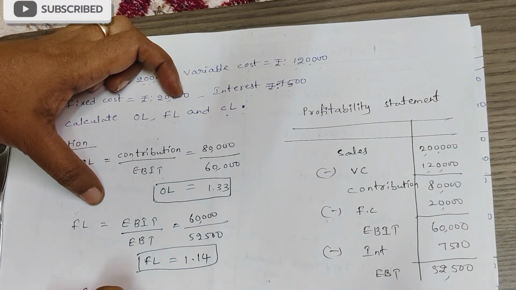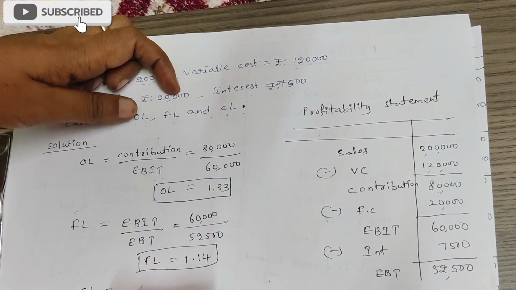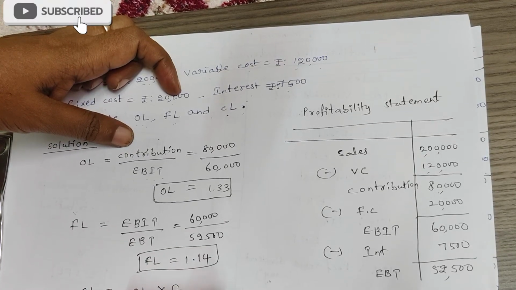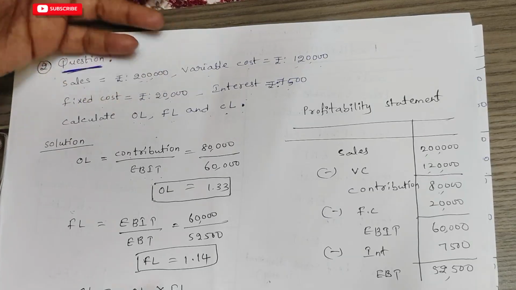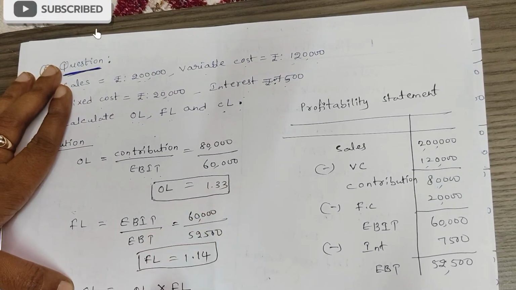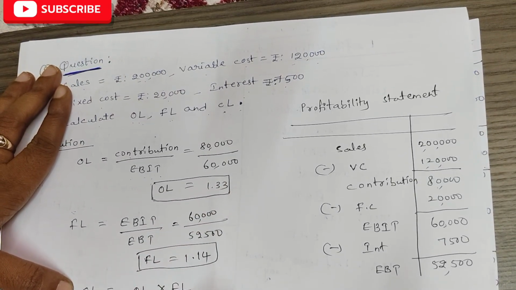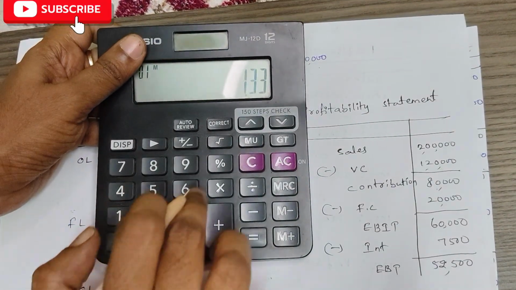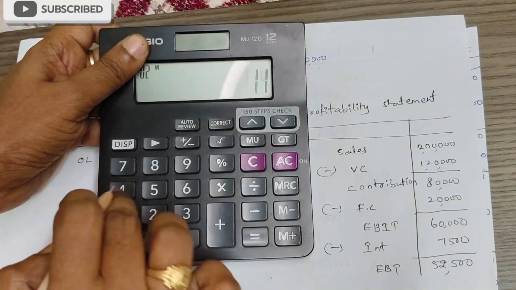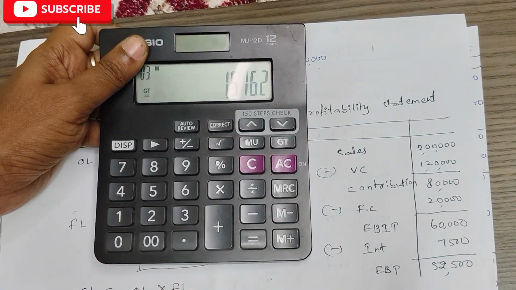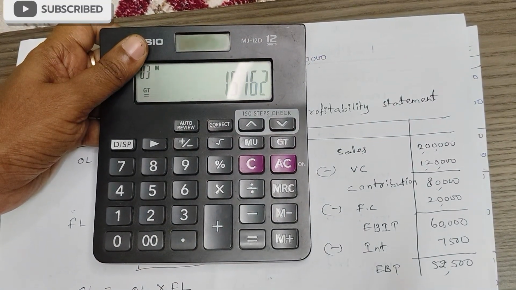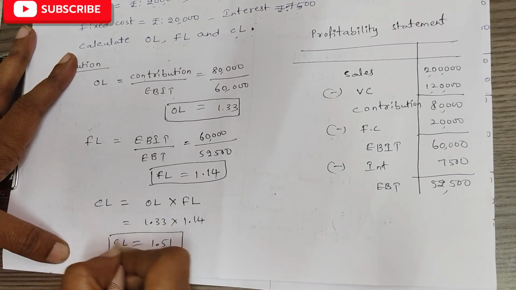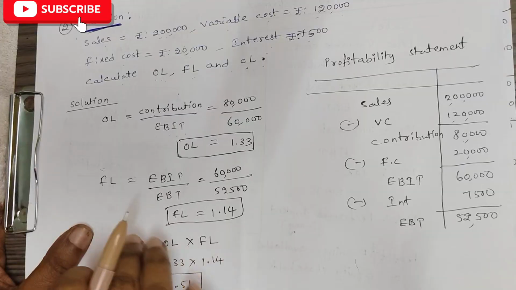Then combined leverage. Combined leverage, we have two formulas. I am applying here the second formula, that is operating leverage into financial leverage. We can use the first formula also. So 1.33 into 1.14. That is 1.51. Combined leverage is equals to 1.51. So this is our solution.